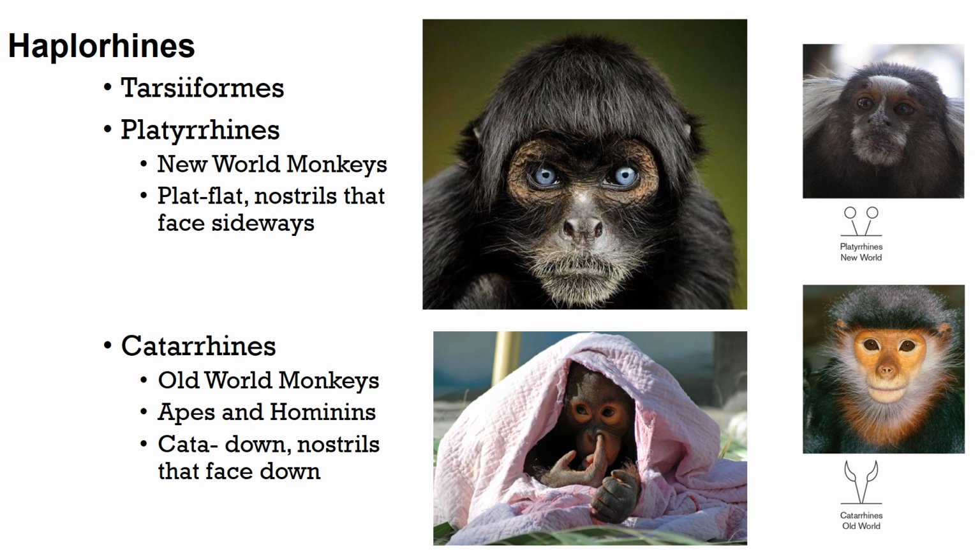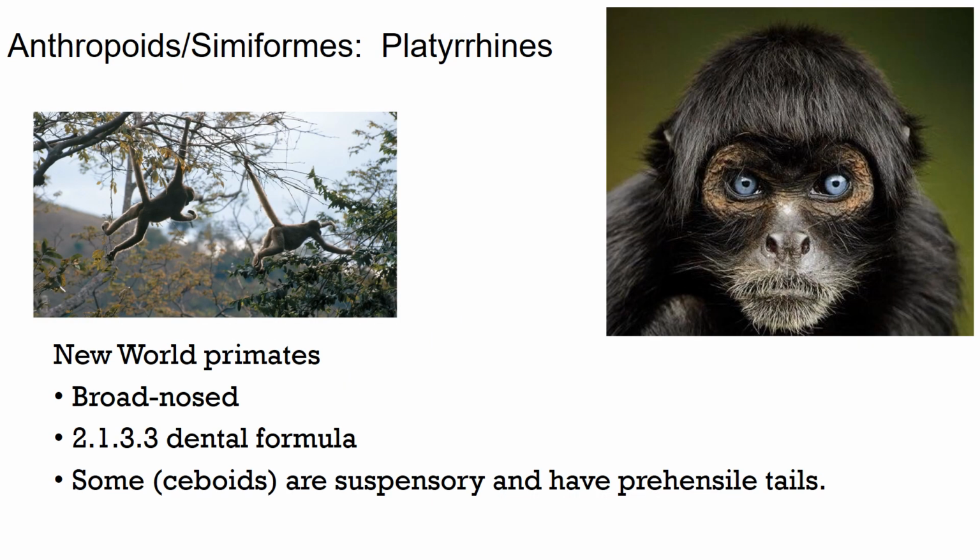We are catarrhines. We are closer related to Old World monkeys. And so if we had to pick human noses, you would pick from underneath, right? So our nostrils face down, we fit into catarrhines. All right. Another important difference between them is whether or not they have prehensile tails.